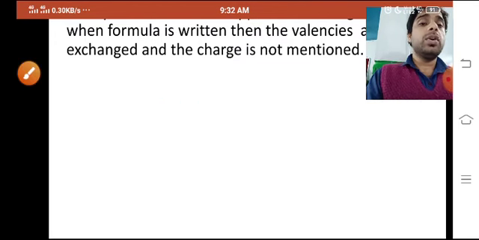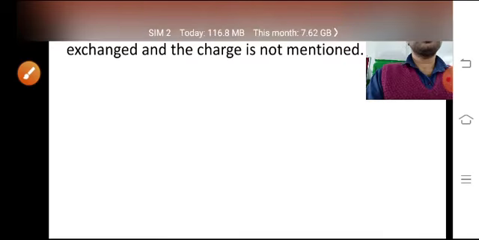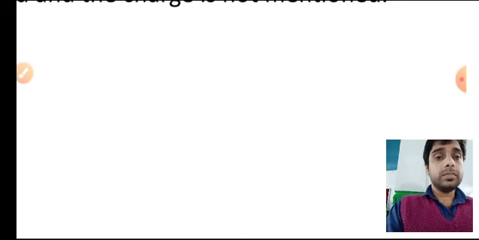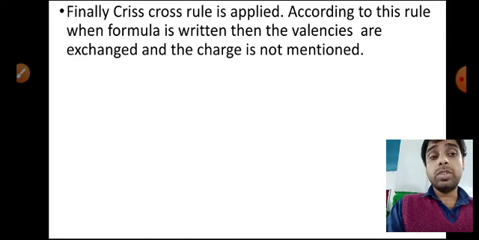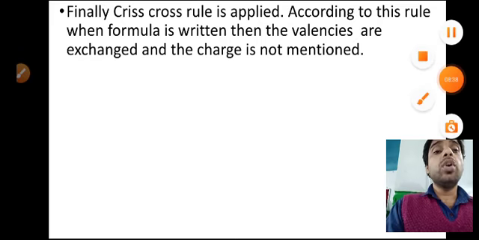Understood? It is written here clearly, you can see. Finally the crisscross rule is applied. According to this rule, when the formula is written, the valencies are exchanged and the charge is not mentioned. I have told you that you need not mention the charge.